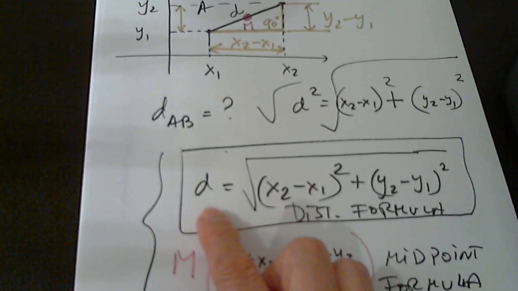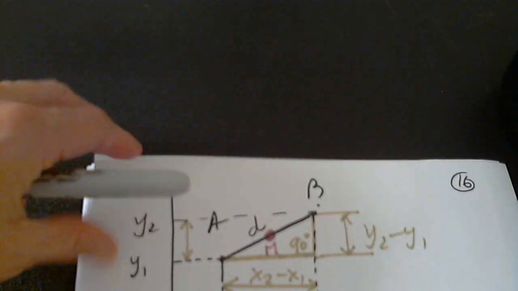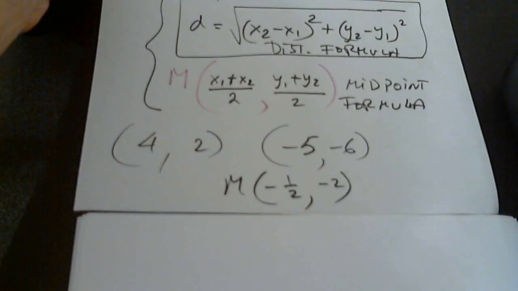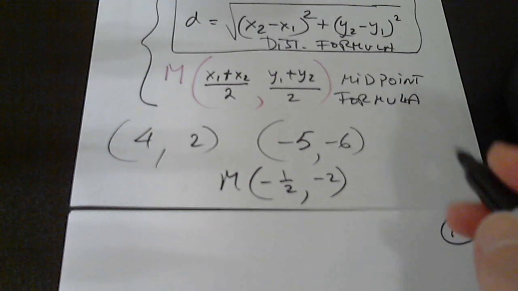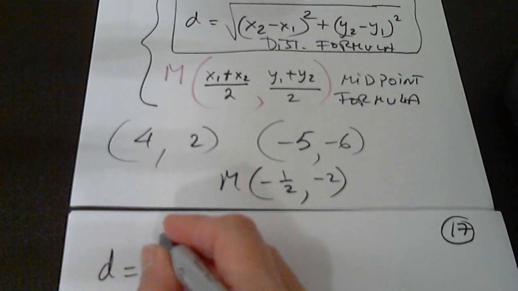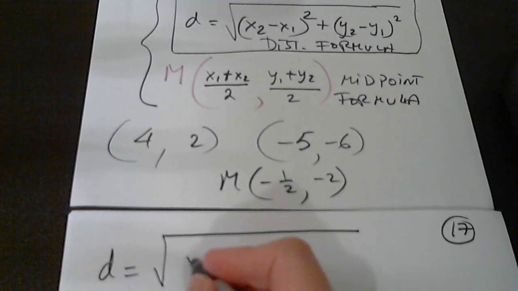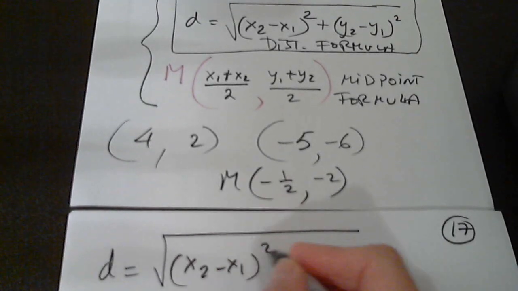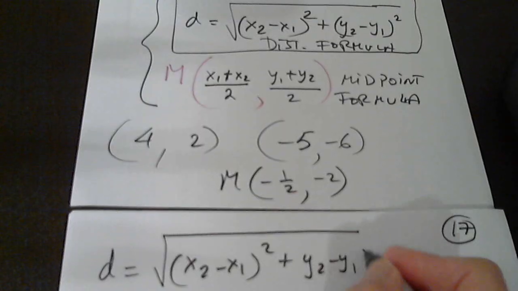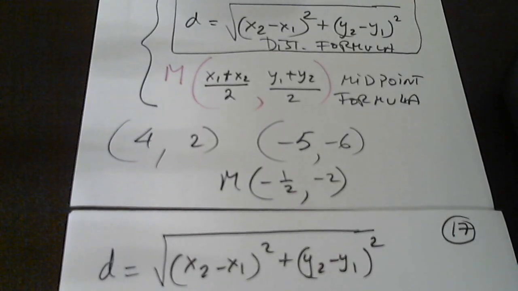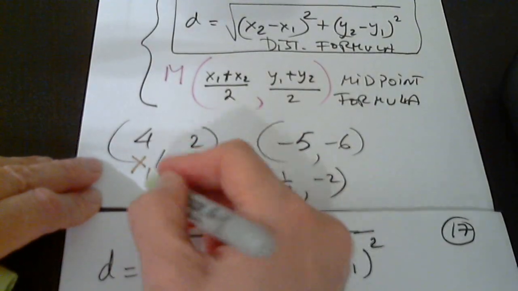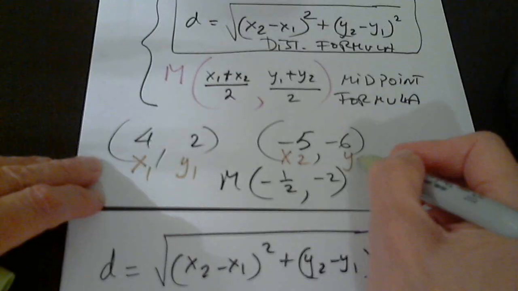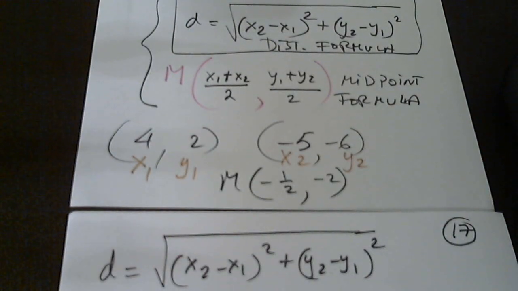Now I want to determine the distance. For determining the distance, I have to be careful. Not difficult at all, but just careful. I write the formula. The square root of x2 minus x1, everything squared, plus y2 minus y1, everything squared. I label the ordered pairs so I don't make an error. x1, y1, x2, y2. And now careful.